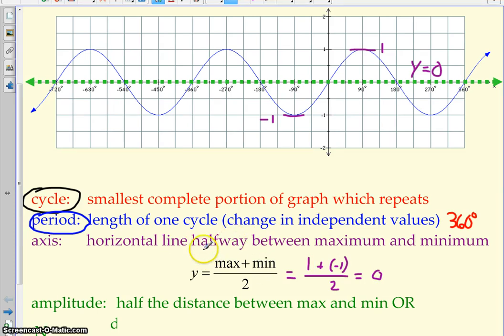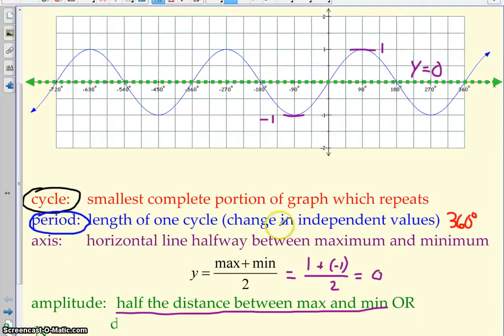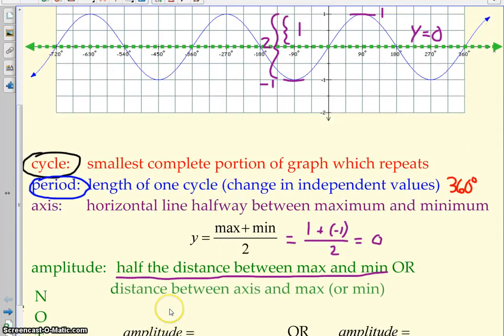Okay. Once we have the axis, we can talk about something called amplitude. So amplitude, again, if you've done physics, then the word amplitude has come up when you're studying waves. But again, if you haven't done it before, that's okay. It's half the distance between the maximum and the minimum. It's one way of looking at it. So if the max is 1 and the minimum is at -1, the distance between the maximum and the minimum is going to be 2. Okay, and half that distance is going to be 1. That's our amplitude.